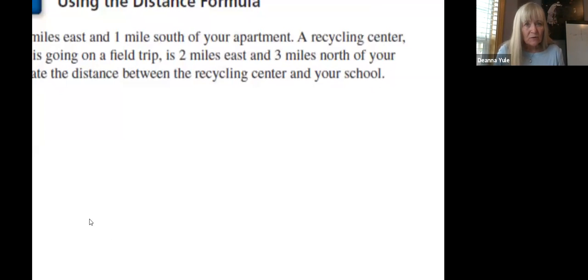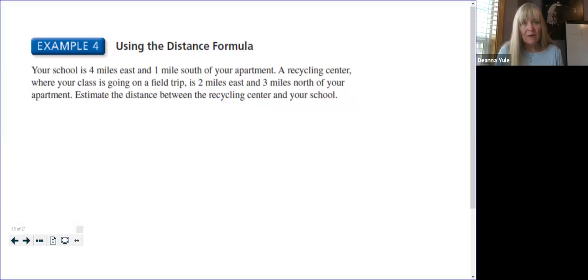Okay, so the school is 4 miles east and 1 mile south. I couldn't remember which was which, so I should have done a better job writing mine down too. Okay.